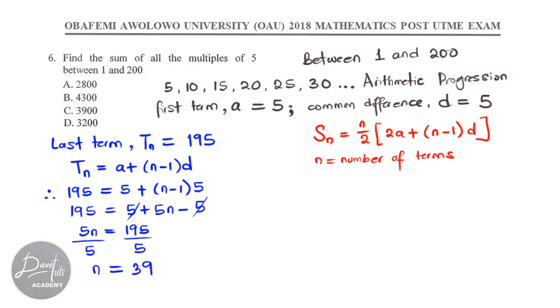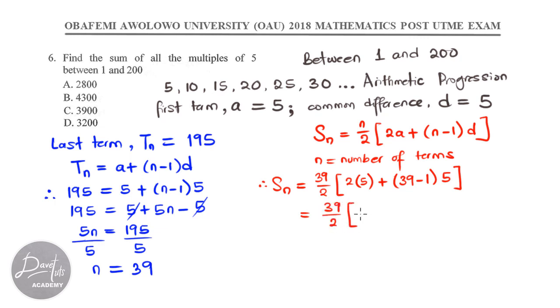Good. So now we have gotten our number of terms, we also know our first term a, and we also know the common difference d. Let's use all these values and get the sum of the terms between 1 and 200 when we are talking about multiples of 5. So this sum is going to be 39, which is n, over 2 into bracket 2a. Our a is 5, plus n minus 1. N is 39. So 39 minus 1 multiplied by d, which is 5. So we can say this is 39 over 2 into 2 multiplied by 5 is 10, plus 39 minus 1 is 38.